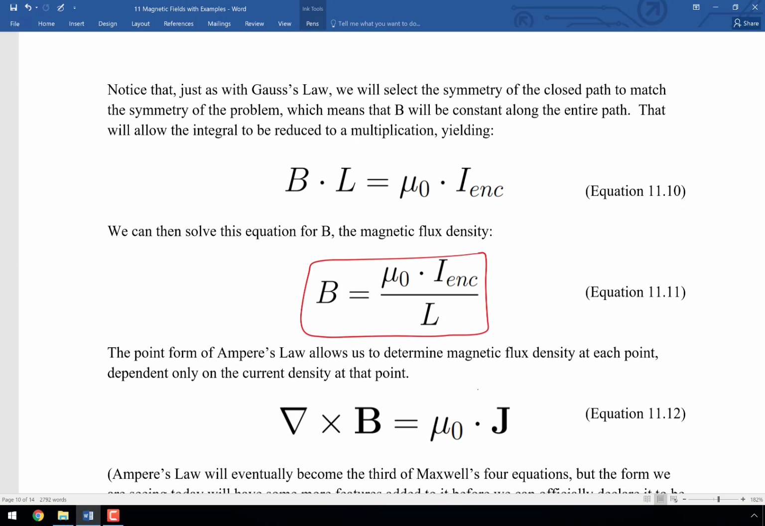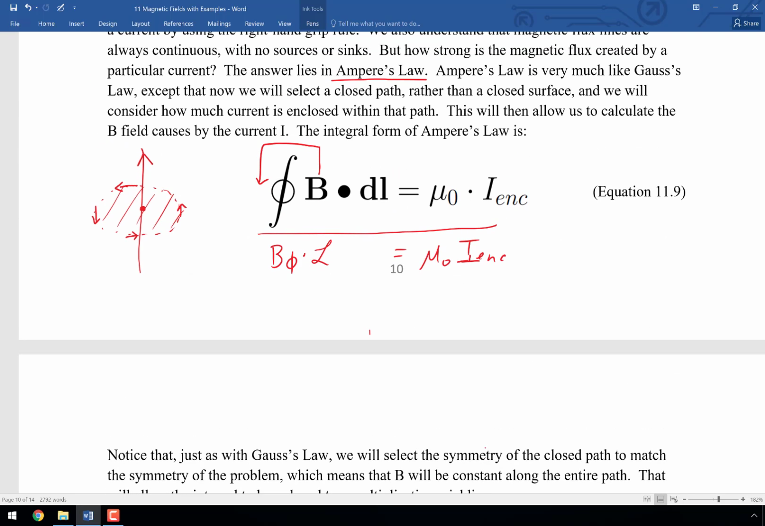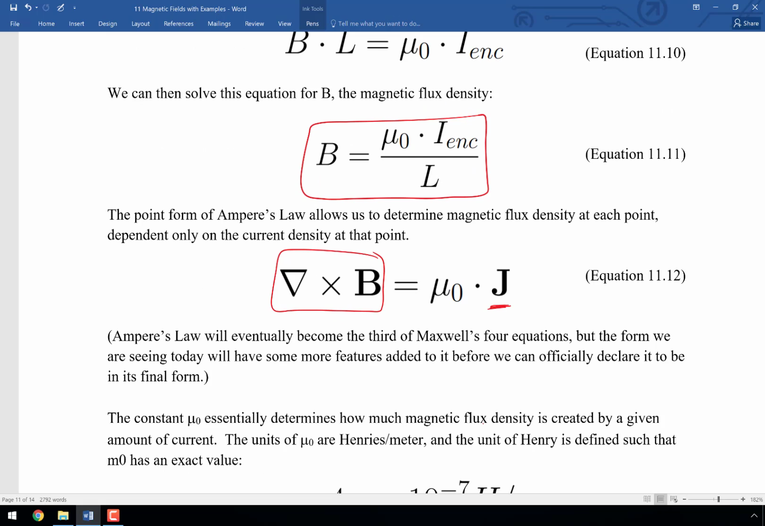There is also a point form to Ampere's Law, and this is why we had to learn the curl, because Ampere's Law in point form requires a curl. The curl of B is equal to mu sub 0 times the current density. Notice that up here in the integral form, we were considering more of a macroscopic level, looking at the entire vicinity surrounding a current. Down here we're looking at the microscopic level where I've got this tiny little amount of current density J, and I want to know how much B is surrounding that J, and that's true at every single point. So in equation 11.12, you use the curl of B to find out how much magnetic flux density comes from a current density J.